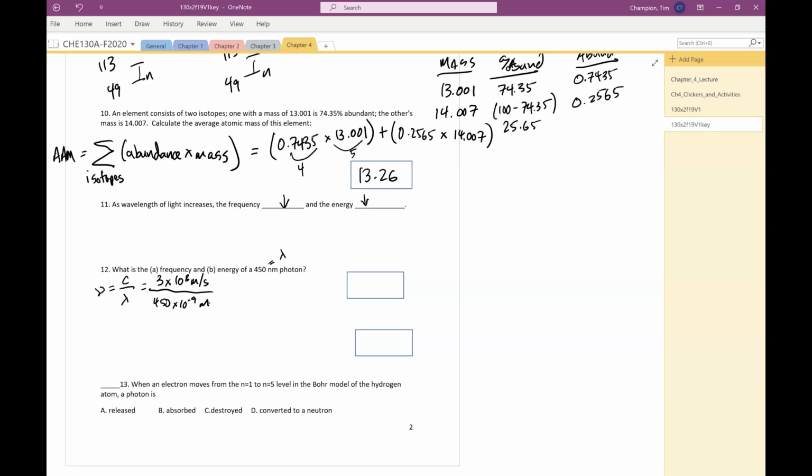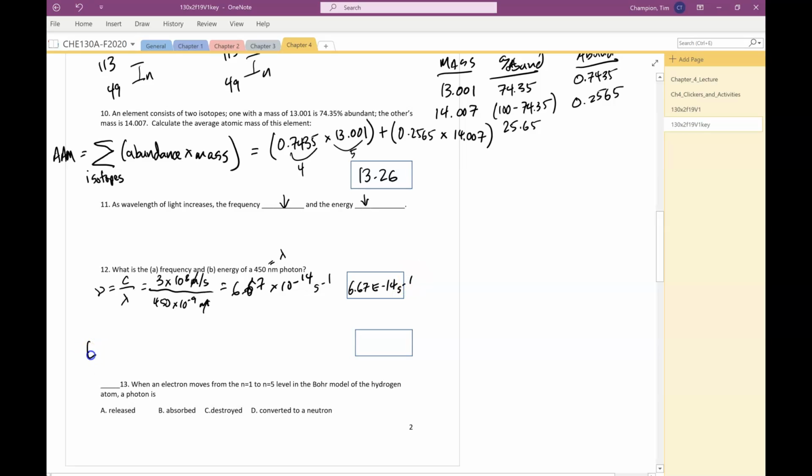And I get 6.67 times 10 to the 14th. And meters cancels out and the units are seconds to the minus 1 or hertz. So 6.67 E 14 seconds to the minus 1.